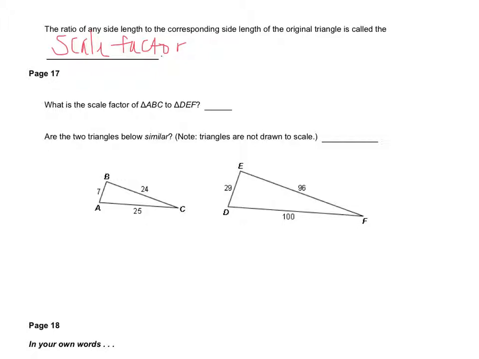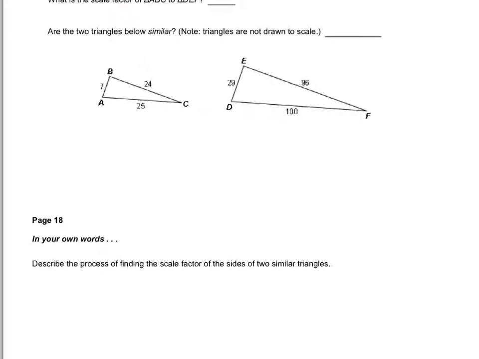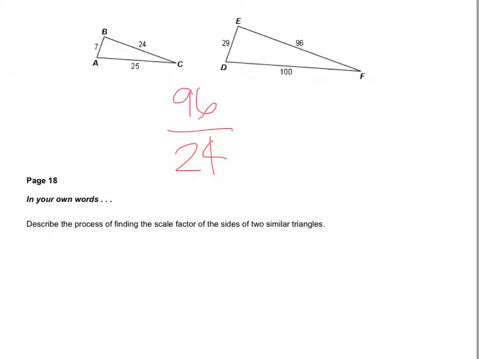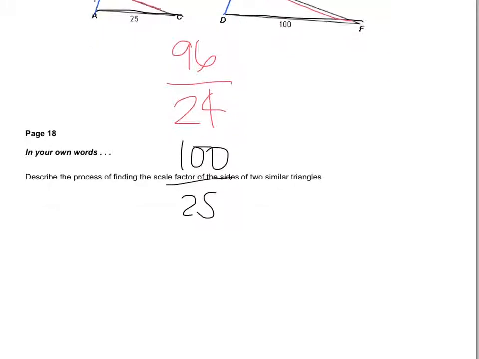So if we want to know what the scale factor is, what we have to do is we take one side and we divide one side of one triangle by the corresponding side of the other. So looking at these two triangles here, ABC and DEF, I would do 96 over 24. I'm also going to do 100 over 25, because notice 100 and 25 are both on the bottom here, and 96 and 24 are both on my right side. And then I'm going to do 29 over 7.